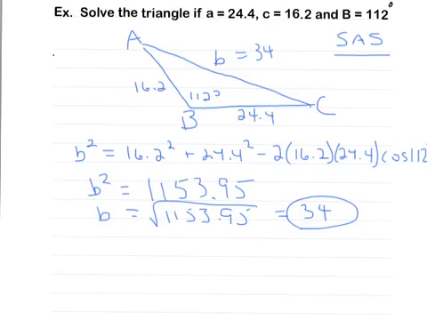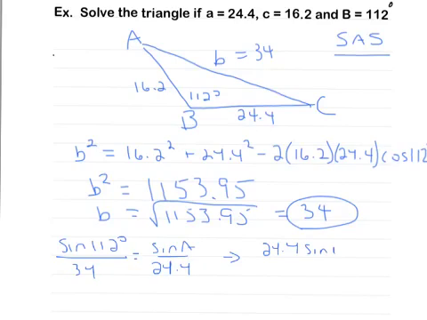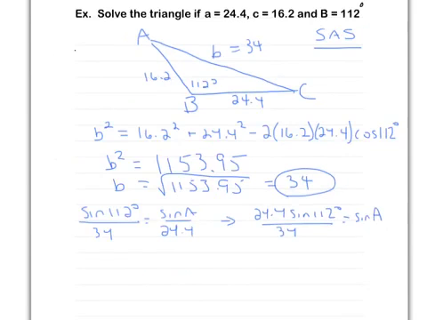So since I'm finding an angle, I'm going to put my angle on the top. And let's find sine of angle A first. So I can do this into my calculator. I'm going to end up getting 24.4 sine of 112 degrees over 34 equals the sine of A. So on my calculator, I can put that in. So I get the sine of A equals 0.665, so A is going to give me 42 degrees if I round it to the nearest degree.